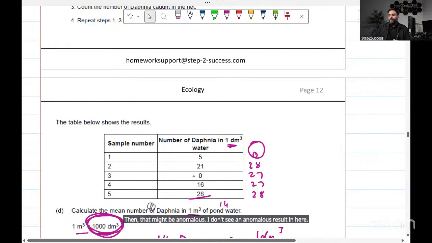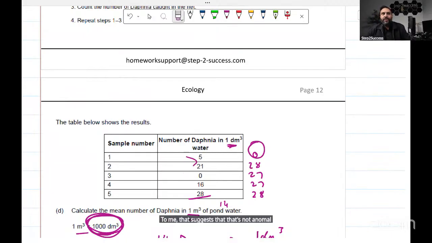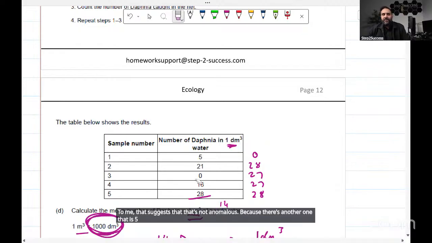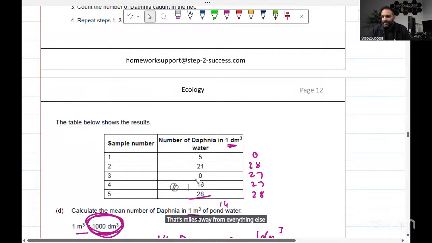And so no is the answer. Just because there's a zero doesn't mean it's anomalous, because there's another one here that's five. To me, that suggests that that's not anomalous. Anomalous is very much unique on its own, miles away from everything else. And that isn't the case here.